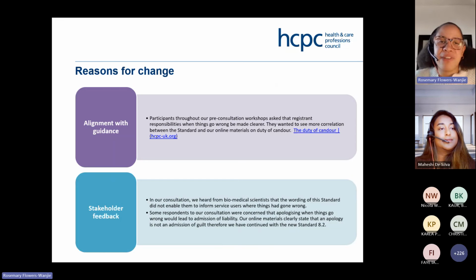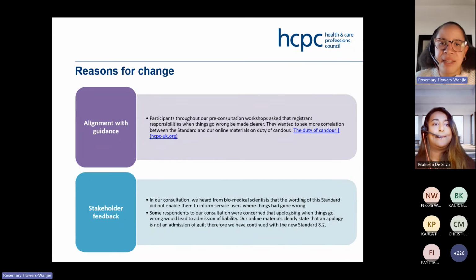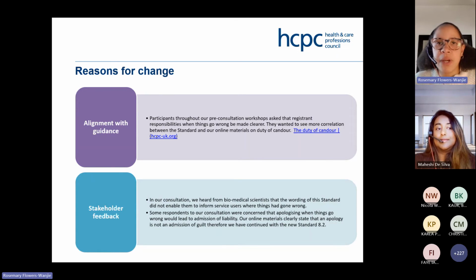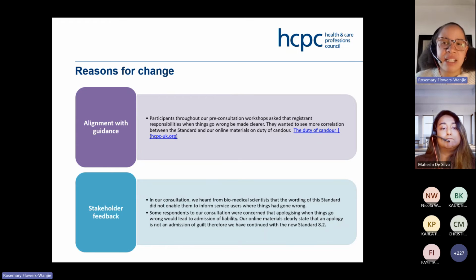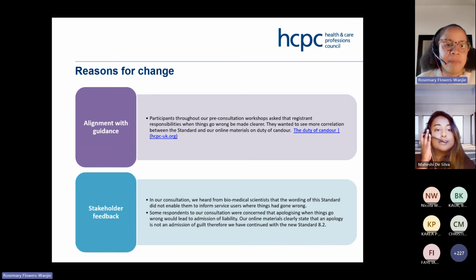So the changes that we have made to this standard mostly originated from stakeholder feedback. That includes to make standard 8.1 clearer and also to better align the standard with our online materials. We also heard from some registrants that they would not have direct access to service users and carers in order to contact them, and that a standard requiring them to inform service users or carers would be difficult to meet. And as I said, that is why we added reference to a lead clinician in standard 8.1.